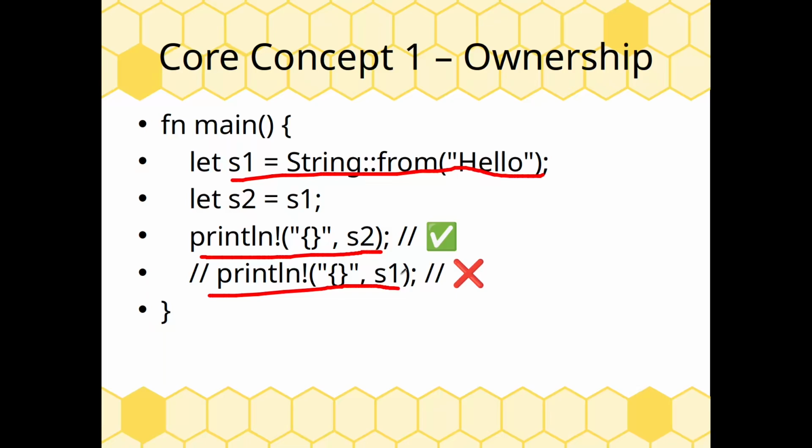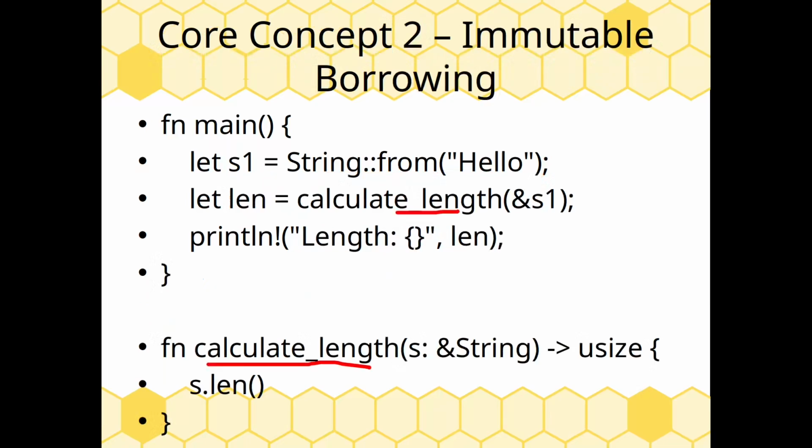So keep in mind that putting equal to doesn't mean you're copying the value, you're giving the ownership right away. And we have immutable borrowing. Immutable borrowing says that you can give the value of a variable by giving the reference using ampersand s1. And here in this example, you are giving it by ampersand s1 to the calculate length function.